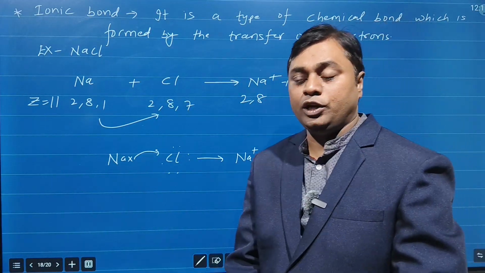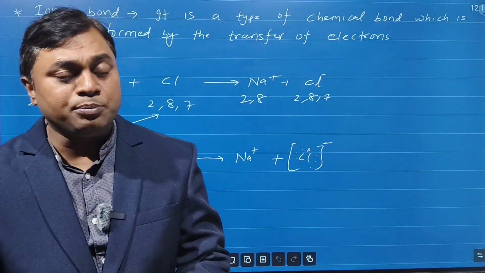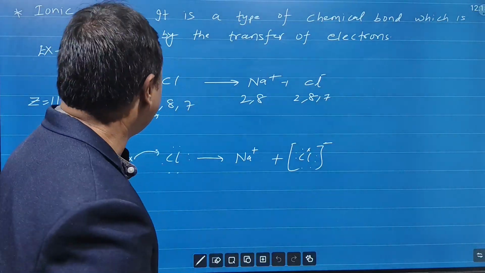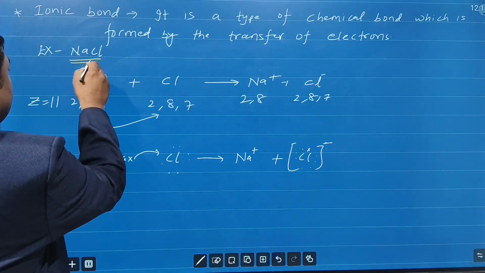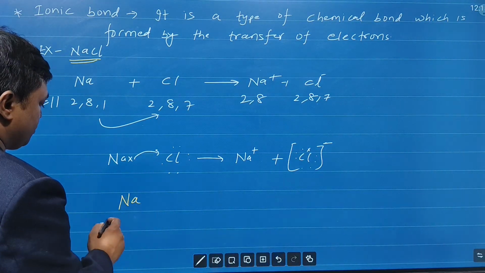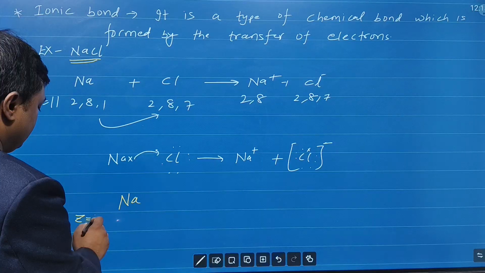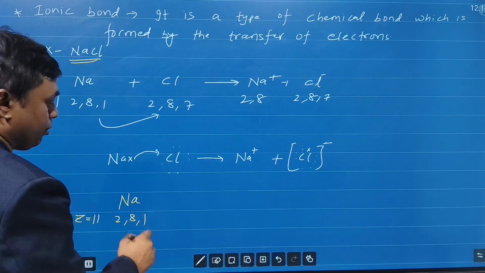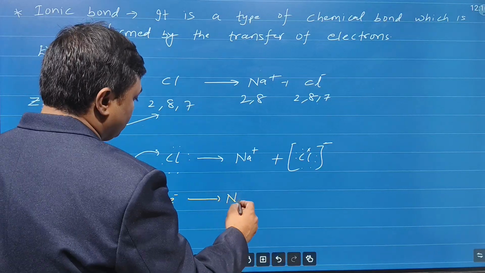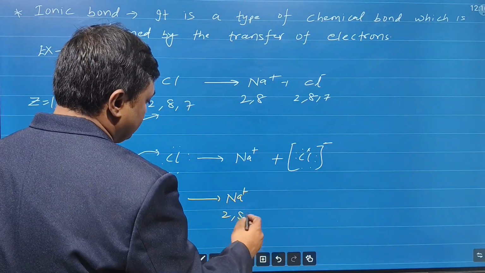Now we talk about ionic bond. What is an ionic bond? It is the type of chemical bond which is formed by the transfer of electrons. For example, NaCl. Sodium's atomic number is 11, so its electronic configuration is 2, 8, 1. To become stable, it loses one electron and becomes Na+ ion, 2, 8.